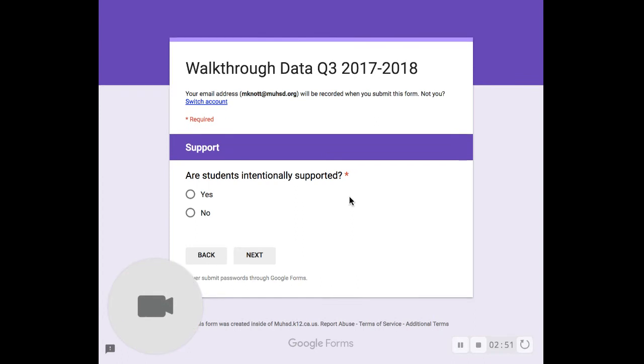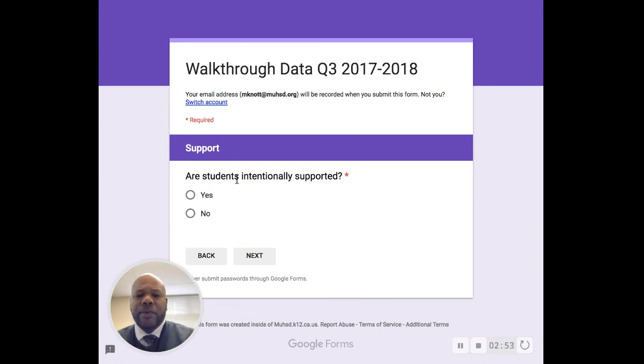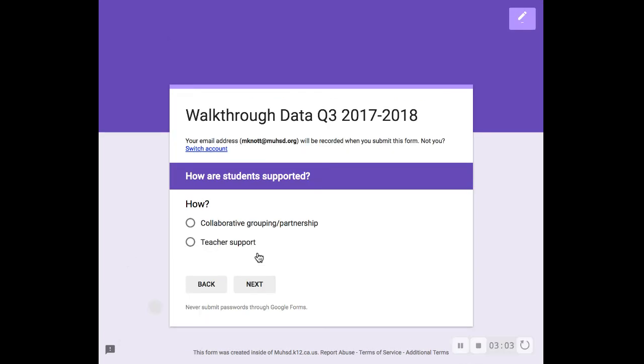And the next question then asks, are the students intentionally supported? So what that means basically, in this case, it would be yes, because they're in partners or they're in pairs peer editing. Sometimes it's the teacher. So if we say yes and it's teacher support, we would click here, or if it was collaborative grouping, we would click there. Teacher support would be basically you in your classrooms moving around, supporting the kids, answering questions directly, as opposed to them being in partners and working together on an assignment.